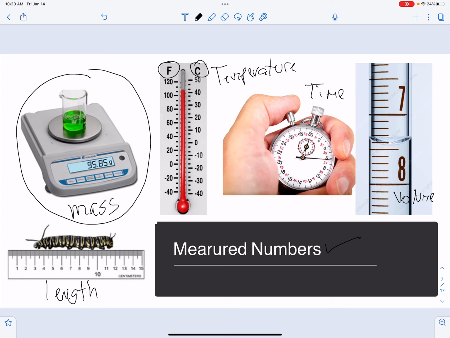Like mass could be grams, kilograms, milligrams, micrograms. Temperature could be Fahrenheit, Celsius, or Kelvin. Time could be hours, minutes, seconds, days. Volume can be liters, milliliters, cubic centimeters, cubic meters. And length could be meters, inches, miles, anything that indicates length. So a measure number is nothing more than something that you measure with an instrument. Therefore, that number is a measure number. Makes sense, right?